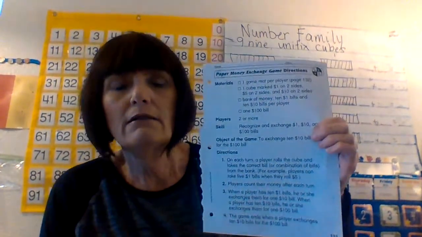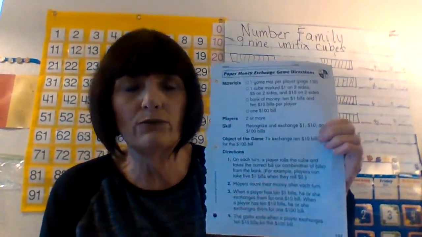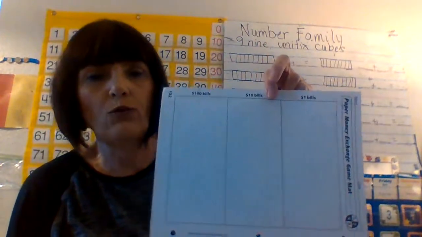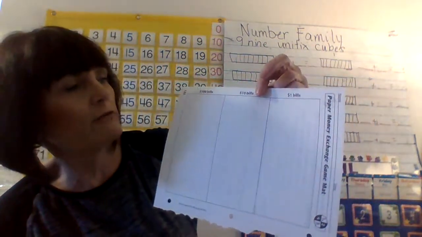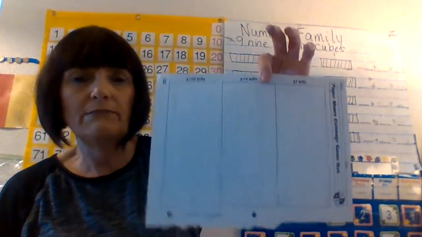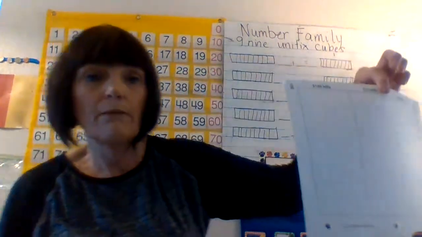I have given you a paper called Paper Money Exchange Game Directions. Here are the directions. You'll need to fix your dice like we did in the last lesson with putting paper and different amounts of money on that. Also, there's another place value for the $1 bill, the $10 bill, and the $100 bill that you have. That is a money exchanging game with paper money that you can do.